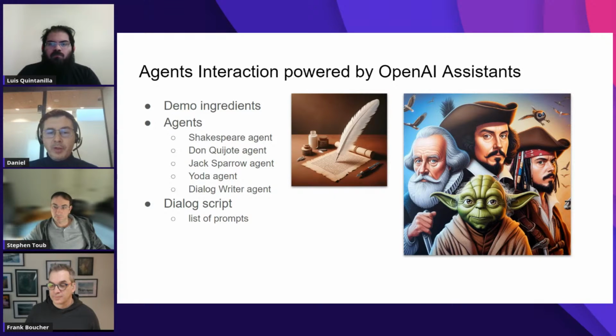And for all these agents to work, we have a dialogue writer agent. This is like our project manager. And in addition, we have a dialogue script. What is the dialogue script? It's a list of prompts. So I have prepared, like when you're writing a drama, you are the script writer, and you're writing how the flow will go, how the dialogue will go between these actors.